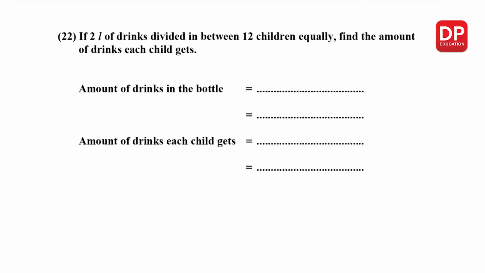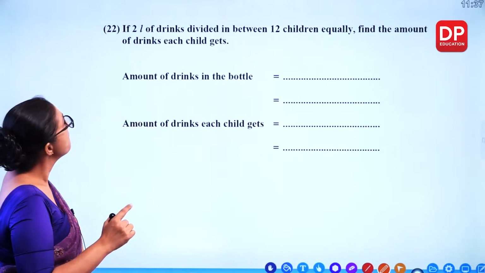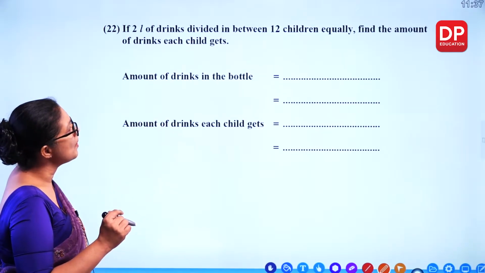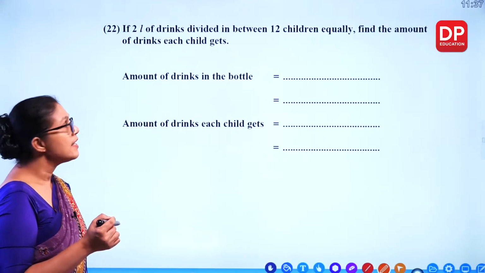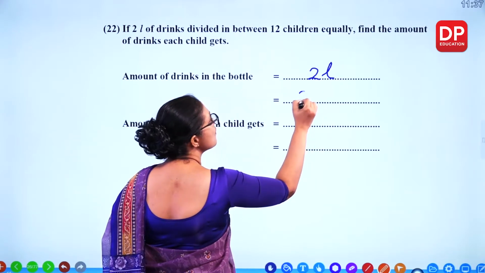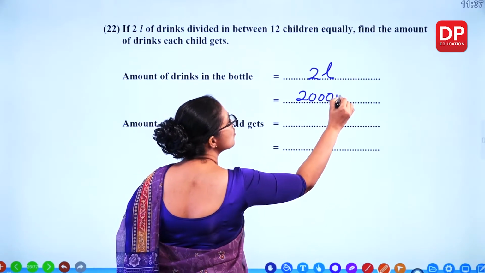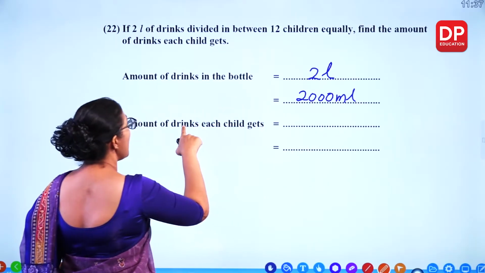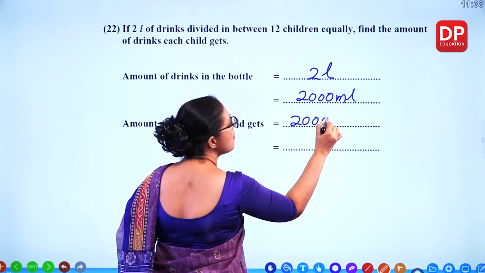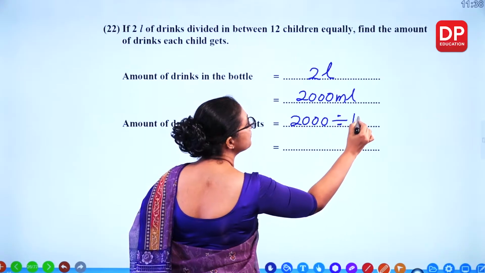Now same question. Now 12 children are there. 2 liters of drinks divided between 12 children equally. Find the amount of drinks each child gets. So same question. This is 2 liters, convert to milliliters, that's 2000 milliliters. And now 12 children are there. So divide this by 12.